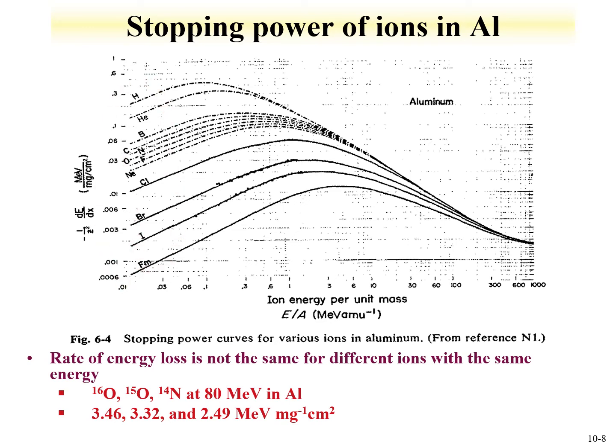This is your range or your stopping power information. And this is the ion energy per unit mass, so it's energy divided by AMU. You can look up this data for particles through all sorts of material, not only pure elements, but mixtures. And what we see here is the rate of energy loss is not the same for different ions with the same energy. So if one examines oxygen 16, 15, nitrogen 14 at 80 MeV in aluminum, we see that we have different stopping powers for these particles.